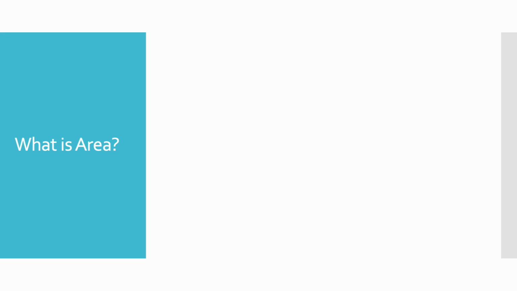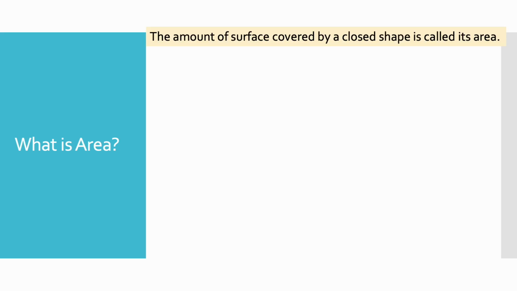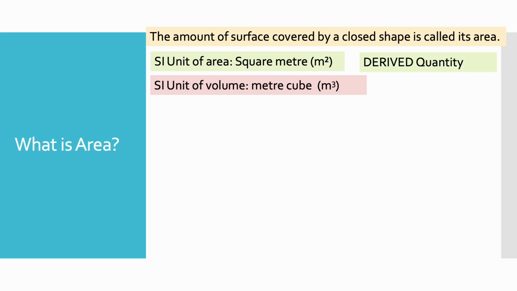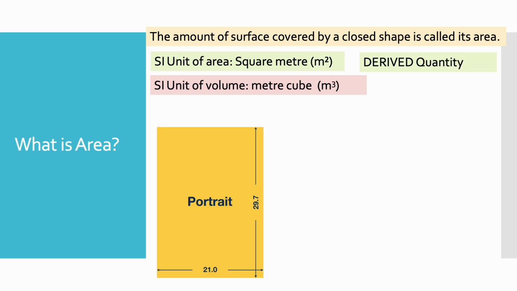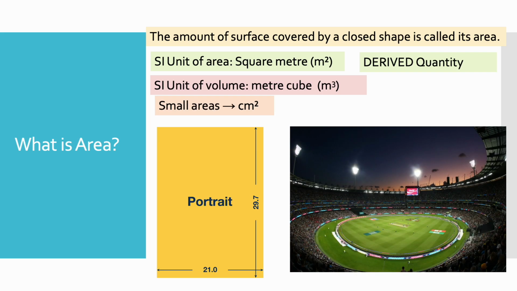Area. Area is the amount of surface covered by a closed shape. The standard SI unit of area is square meters, written as meter squared. It's a derived quantity, just like volume. Volume is measured in cubic meters. For small objects, we use square centimeters, while for larger areas, we use square kilometers or hectares.